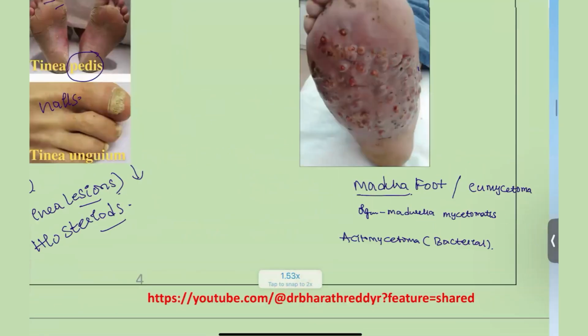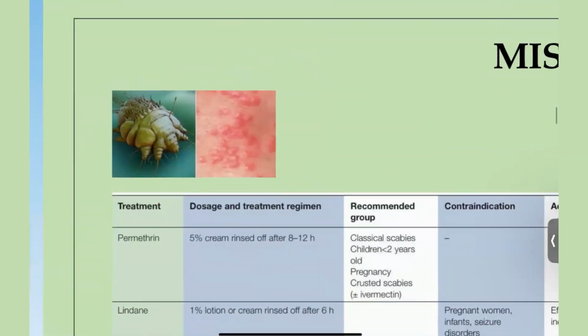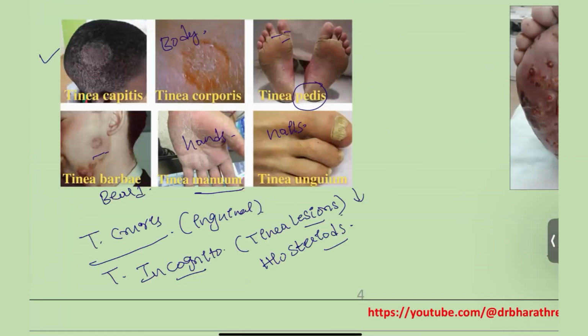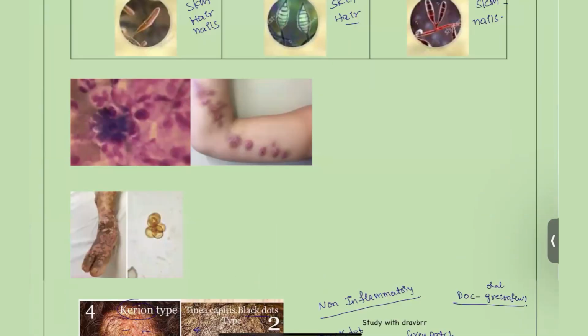Next, coming to another two types of infections. What is this condition known as, guys? Sporotrichosis, right? Also known as Rose Gardener's disease.